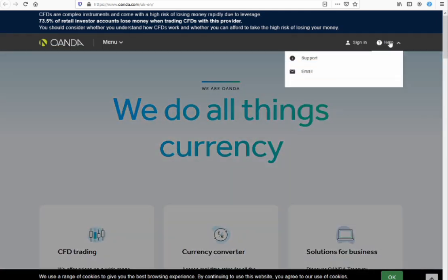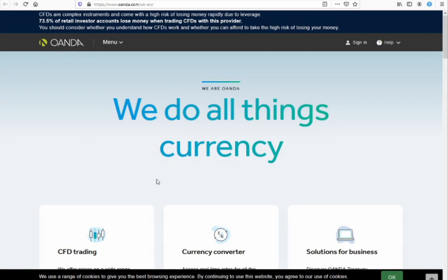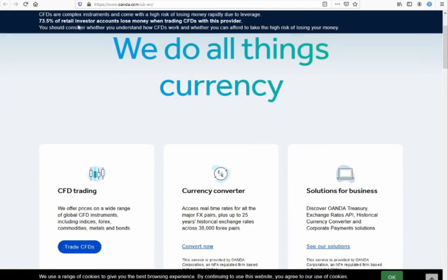I'm not going to look in a lot of detail at the website, but I can't see the disclosure for how many. Oh, sorry, here it's right on the top of the page. I wasn't even paying attention. They have it as a header here. So 73.5% lose money when trading CFDs. And you see this first sentence here, CFDs are complex instruments. You can lose money rapidly due to leverage. You should consider whether you understand how CFDs work.